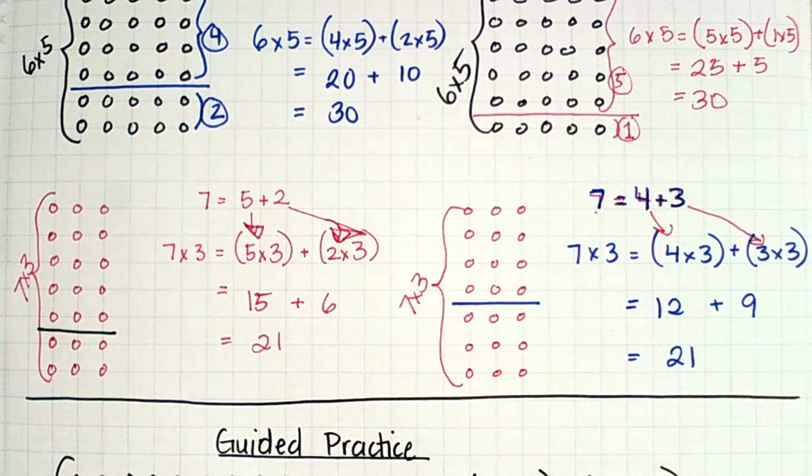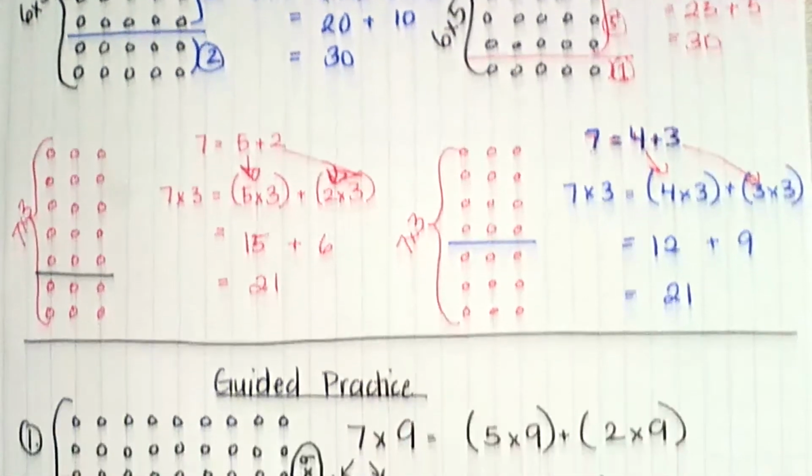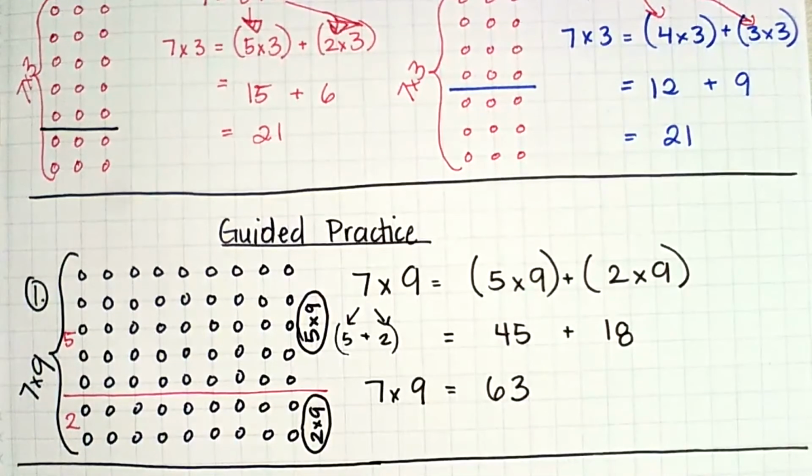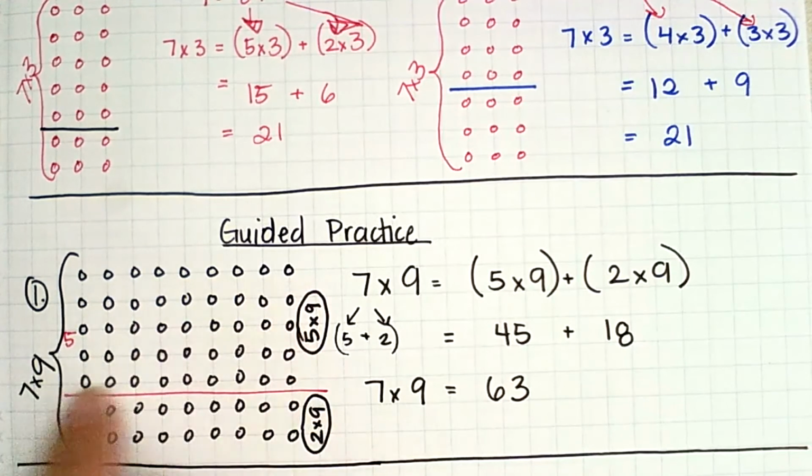Now, for number 1 in your guided practice, it says the students who are graduating are standing in 7 equal rows, and there are 9 students in each row. How many students are graduating? Use your 5 and your 2 facts to help you find the answer. So I drew my 7 times 9 array, right? There's 7 rows here with 9 in each row.